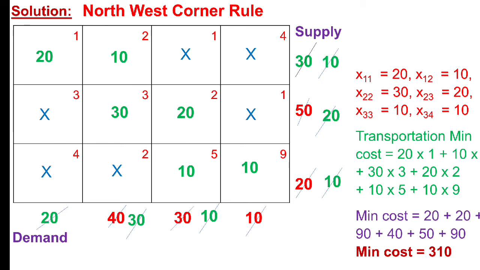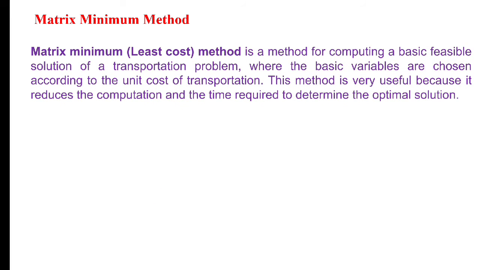Now we are going to study the matrix minimum method or least cost method. This method looks at the minimum value within the table. Matrix minimum or least cost method is a method for computing a basic feasible solution of a transportation problem, where the basic variables are chosen according to unit cost of production. This method is very useful because it reduces the computation and the time required to determine the optimal solution. This is also one of the methods, used comparatively with the northwest corner. This will help.